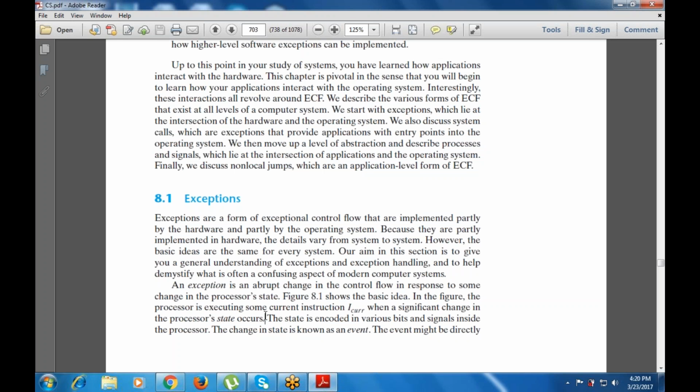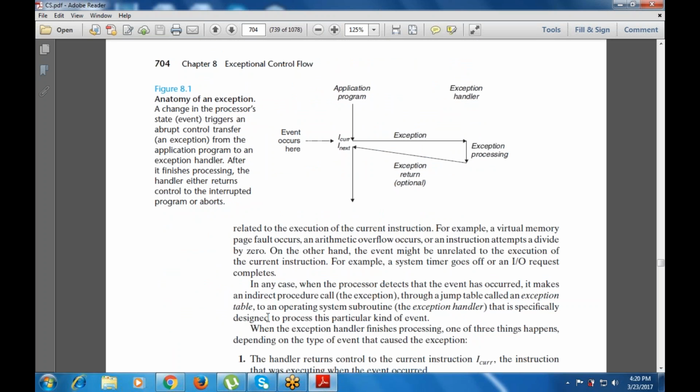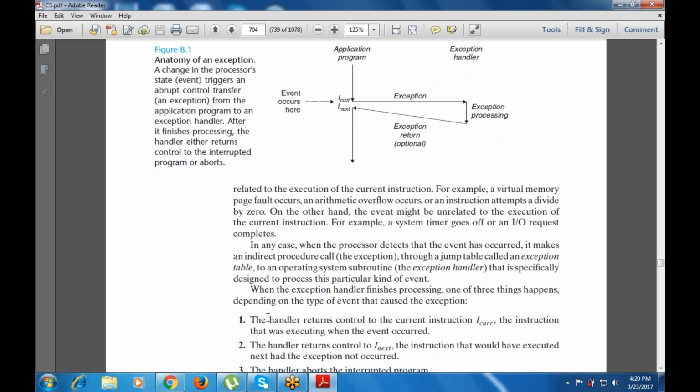When a significant change in the processor state occurs, that state is encoded in various bits and signals inside the processor, and the change in state is also known as the event. The event might be directly related to the execution of the current instruction. For example, with virtual memory, a page fault occurs, or an arithmetic overflow occurs for an instruction that attempts to divide by 0. On the other hand, the event might be unrelated to the execution of the current instruction. For example, a system timer goes off or an input-output request completes.